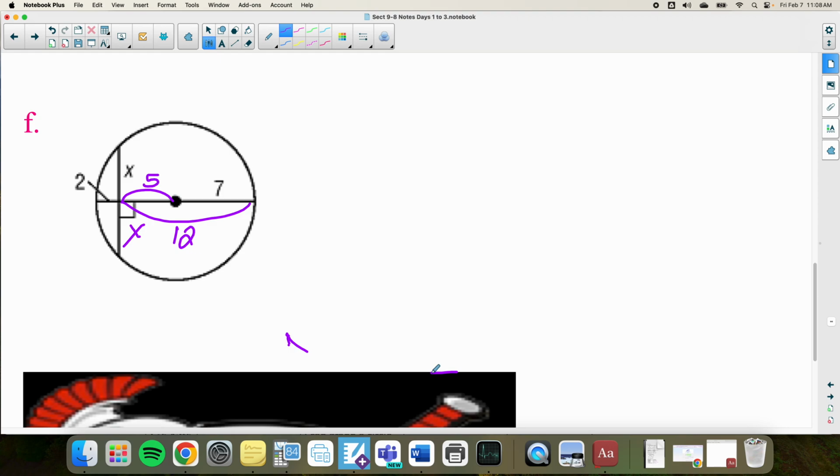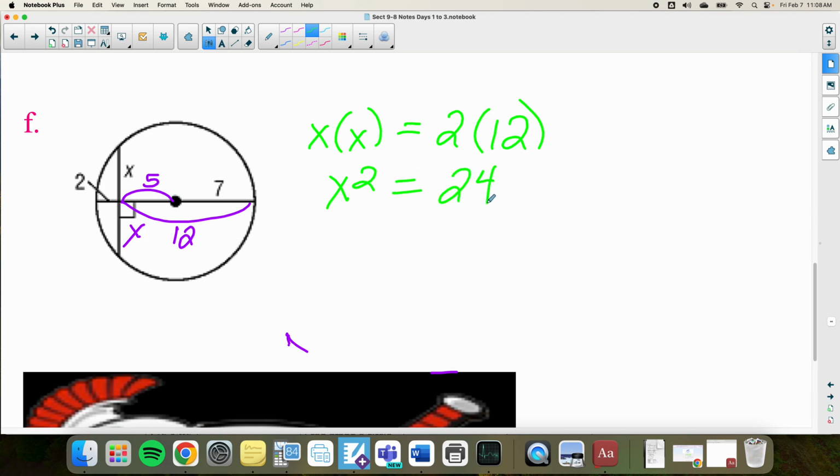So now what I want to do is write an equation. So this would be x times x equals 2 times what? 12, the whole thing. X times x is x squared. 2 times 12 is 24. And then we would take the square root.